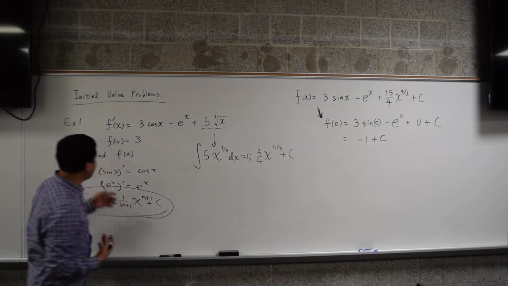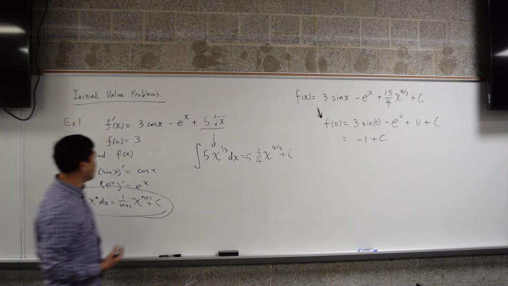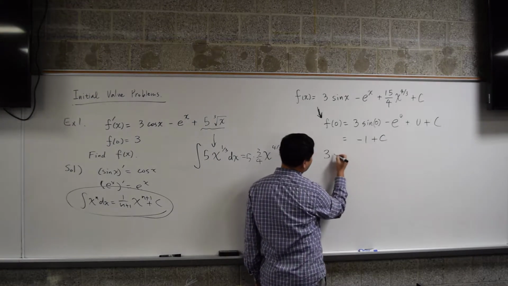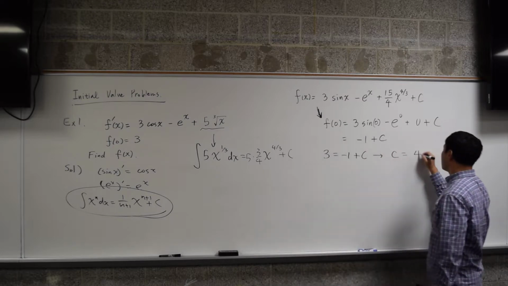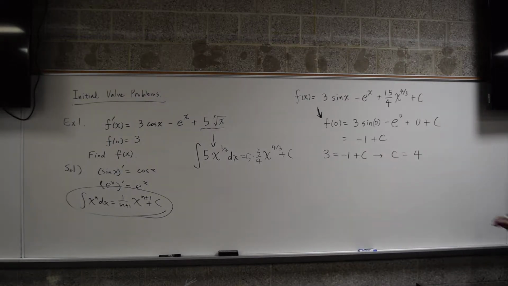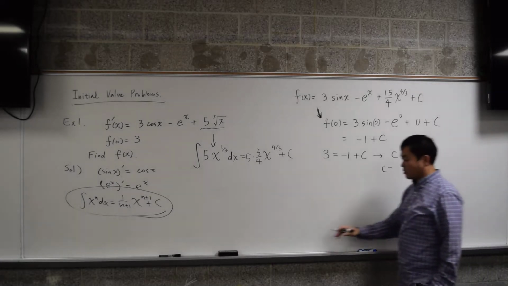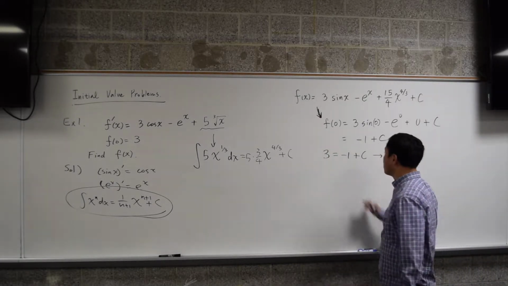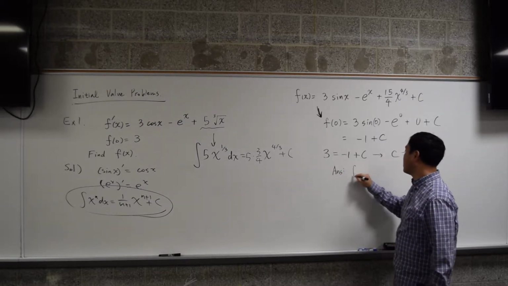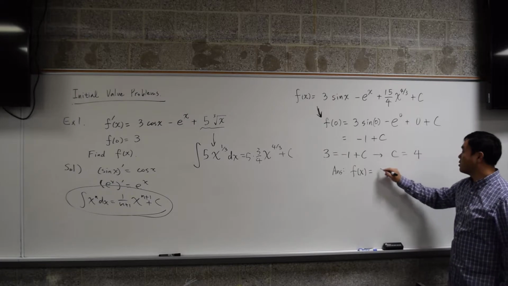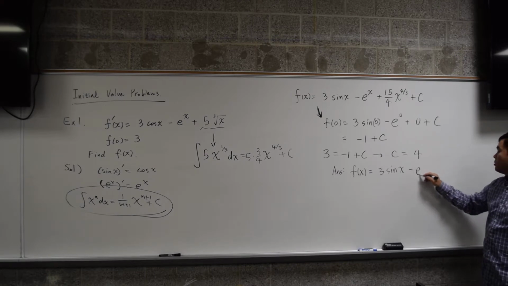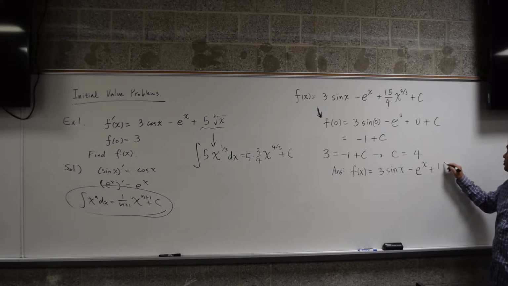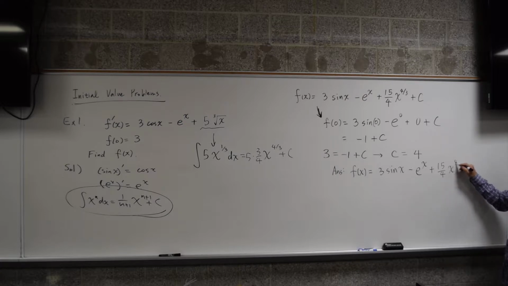But then what does the requirement say? The requirement says that this has to equal 3, so we have the equality 3 must equal negative 1 plus c, and that forces c to be 4. We plug that c back in, and therefore we get our final answer: the function must be 3 sine x minus e to the x plus 15 over 4 x to the 4/3 plus 4.